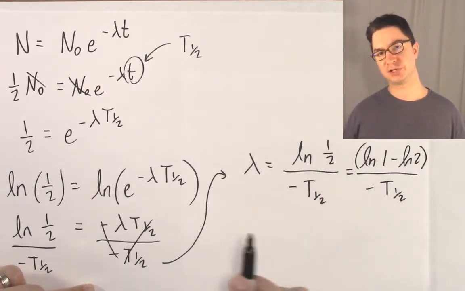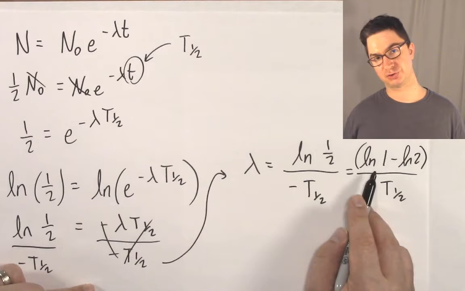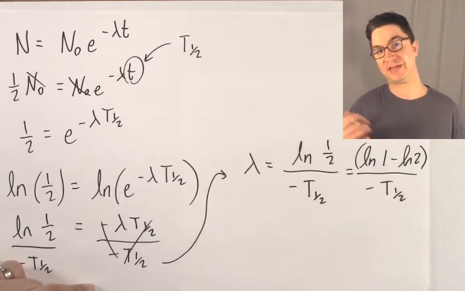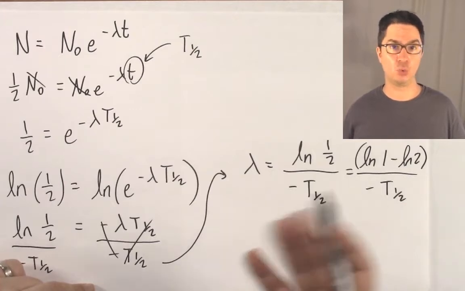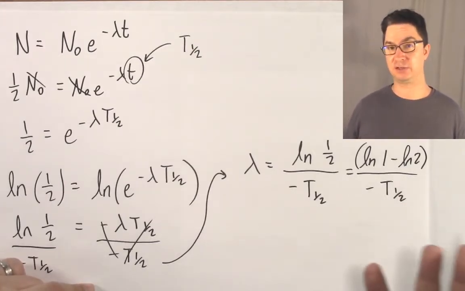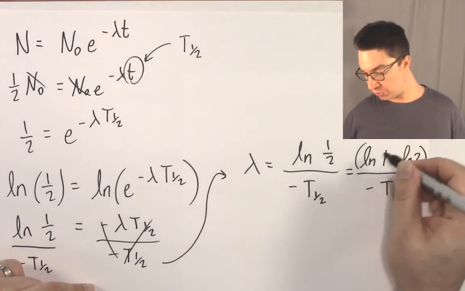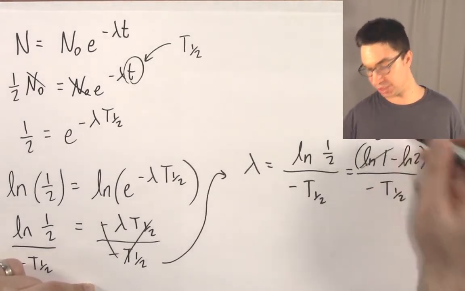Okay. Now let me ask you a question. What's the natural logarithm of 1? In other words, what's the power of e that gives you 1? Well, the power of anything that gives you 1 is always 0. Anything raised to the 0 is 1. So the natural logarithm of 1 is precisely 0.